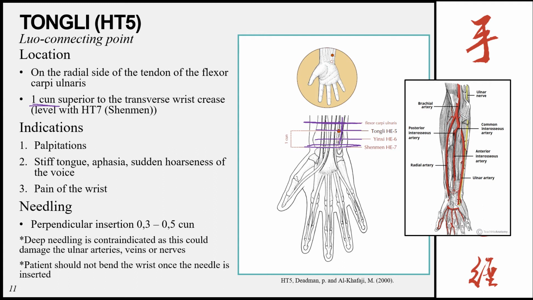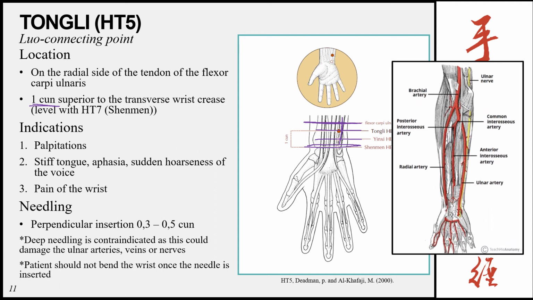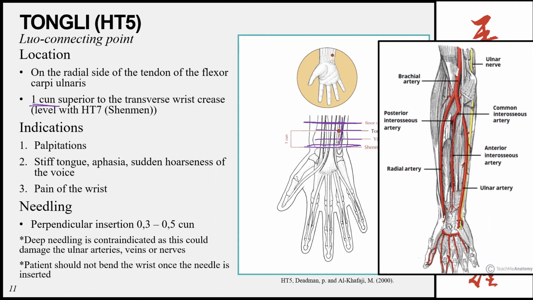Our insertion is perpendicular, 0.3 to 0.5 tsun, and there are 2 cautions here. Firstly, that we should not do deep insertions, as these could damage the ulnar arteries, veins, and nerves. And if you look at this image on the right here, this image illustrates clearly which nerves and arteries run in this region. So this point is located in around this region here. And you can see this is very close to where these arteries run. So this is why we've got to be extra cautious on our depth of insertion.